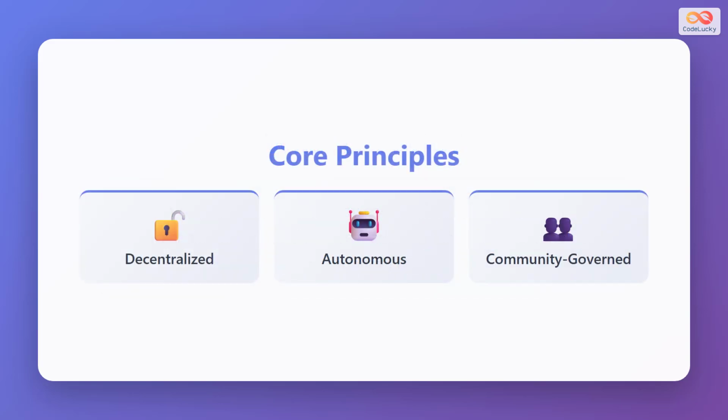DAOs are built on three fundamental principles. First, they are decentralized, meaning no single person or entity controls the organization. Second, they are autonomous, operating through self-executing smart contracts that automatically enforce rules without human intervention. Third, they are community-governed, where every token holder can participate in proposing changes and voting on decisions that shape the organization's future. These three pillars work together to create a truly democratic and transparent organizational structure.